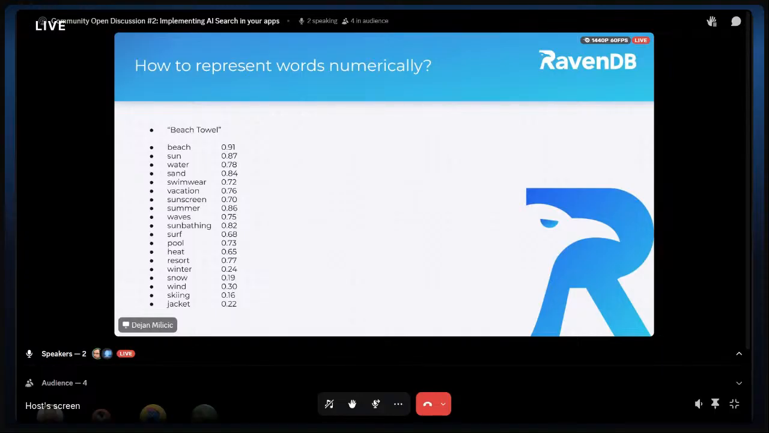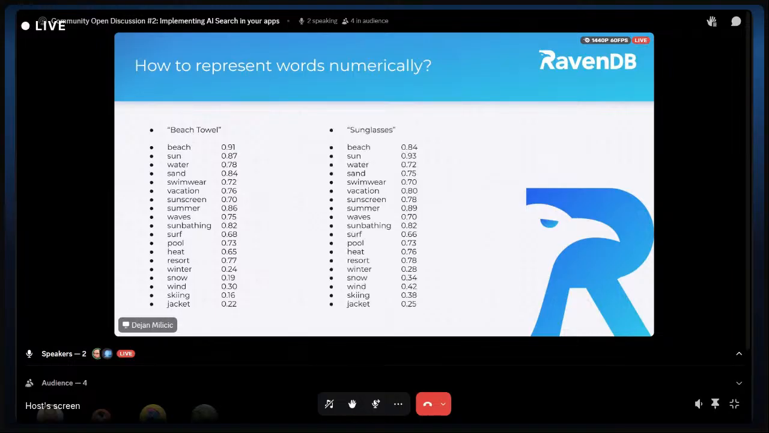So it's not complex, it's rather simple. We are determining for each one of these attributes how applicable it is to our beach towel. And then I can also take something like sunglasses and apply the same technique. I'm taking a fixed number of these attributes. And again, I'm trying to quantify how well each of these attributes is applicable to my term. And if you look, you can see some differences. For example, I think that beach towel is more related to beach than the sunglasses.